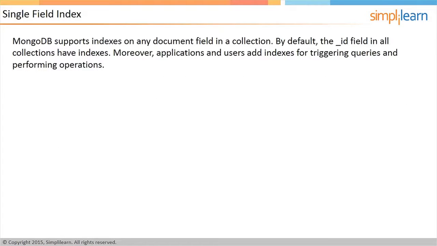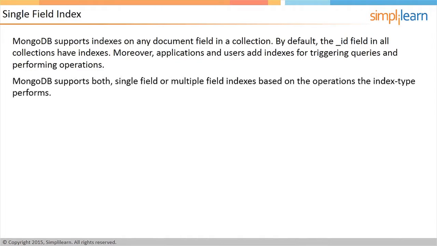MongoDB supports indexes on any document field in a collection. By default, the _ID field in all collections has an index. Moreover, applications and users add indexes for triggering queries and performing operations. MongoDB supports both single field or multiple field indexes based on the operations the index type performs. The command given on the screen is used to create an index on the item field for the items collection. In the next screen, we will discuss how to create single field indexes on embedded documents.